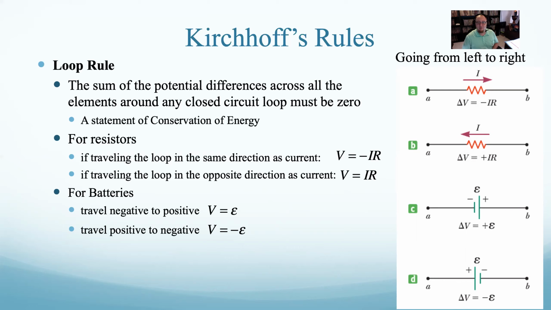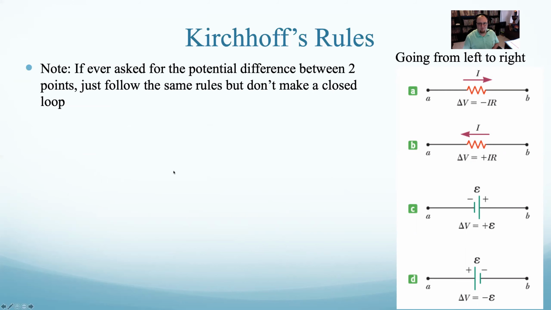Now, this is assuming a full loop. If you don't have a whole loop, you can just ask what's the potential difference between points, and use these same laws. If I say the potential difference between A and B, for the first one, it's negative IR. For the next one, it's positive IR. For the one after, it's the voltage of the battery. The one after, it's negative voltage of the battery, which is what's written on this slide.